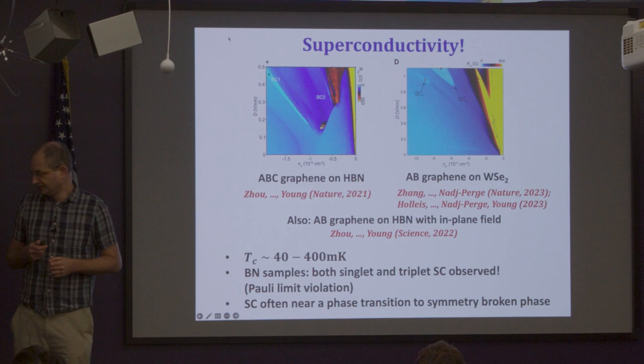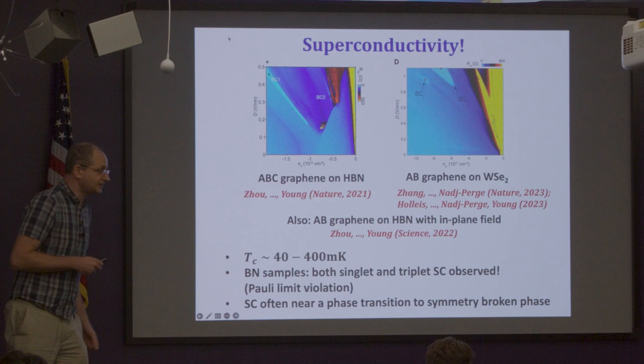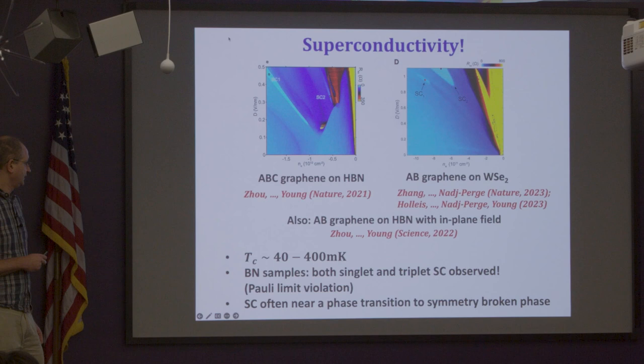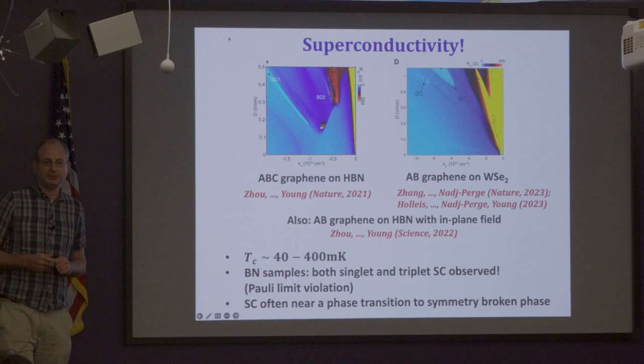Yesterday I mostly surveyed some phenomena on superconductivity in untwisted bilayer and ABC trilayer graphene. You heard some more from Stefan. Today I'm mostly going to talk about theory.